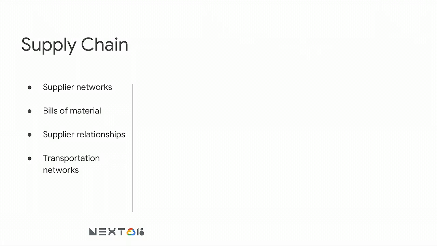So in supply chain, there are several graphs that can be modeled. In this space, you've got the suppliers and how they interoperate with each other. You've got the actual bill of materials. The finished good consists of some raw materials and some subcomponents, and subcomponents of subcomponents. You've got transportation networks. How does this actually get from factory to shelf?